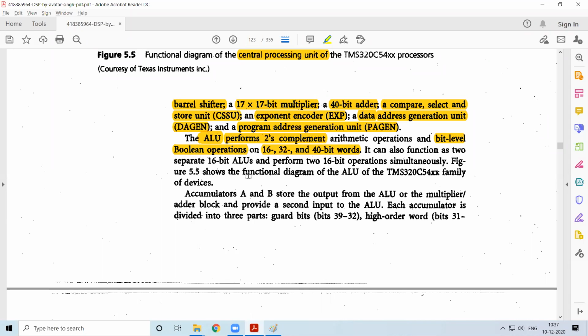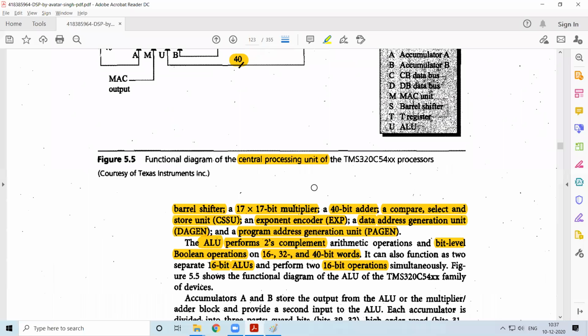So if I check over here, the ALU is 40-bit, and I can make it act as two ALUs, in which one is of 16 bits and the other one is of 16 bits. So this is how I can obtain parallel operation using the ALU. So mathematical operations can be performed in parallel, which again increases the execution speed of the DSP architecture. So this is how it goes around.